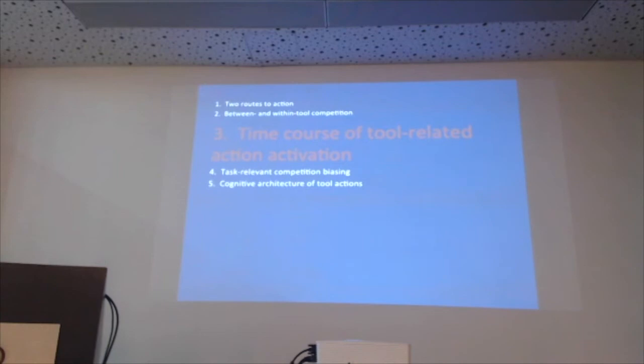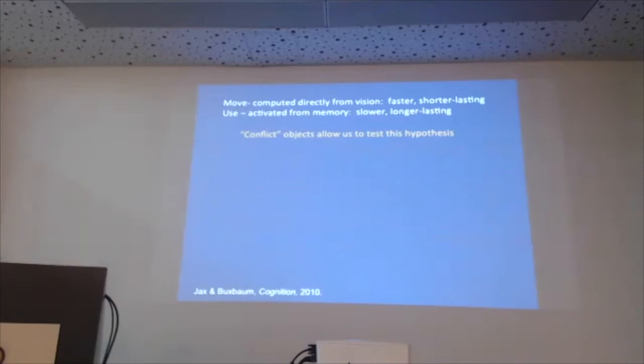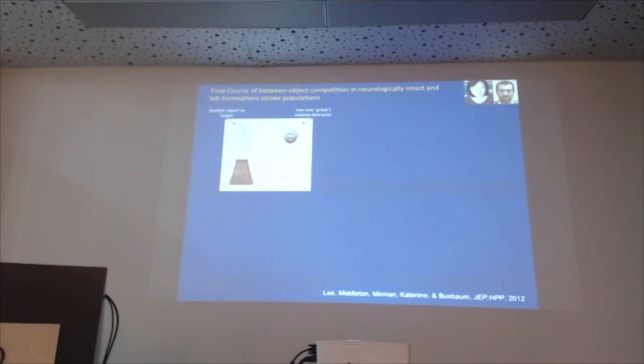Conflict objects allow us to test the hypothesis of different time courses. And I already told you about this. So this is a series of eye tracking studies that we did with Charlene Lee and Dan Merman. In this, we use the visual world paradigm, which is pretty widely used in eye tracking. We have a target object on each trial, that's a conflict object. And on some trials, we have a use distractor.